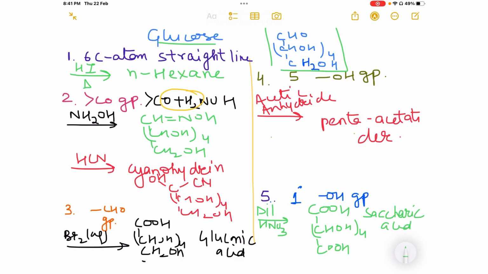So with the help of these reactions, you are able to detect whether it has 6 carbon atoms, a carbonyl group, a CHO group, 5 alcoholic groups, and the presence of a primary alcoholic group. This one is the most important 3-marker question from glucose.